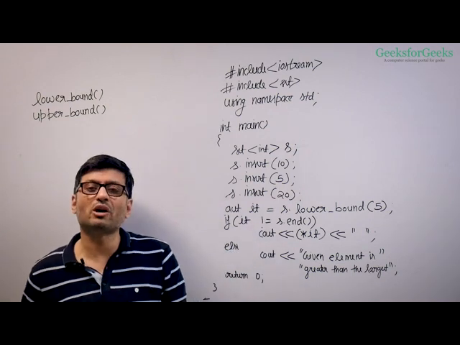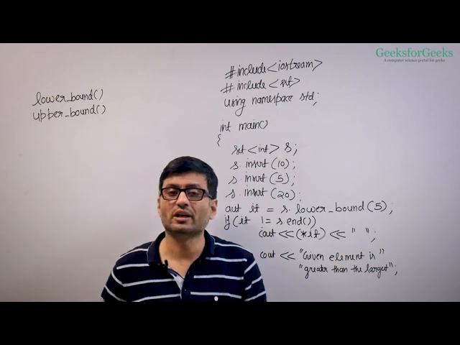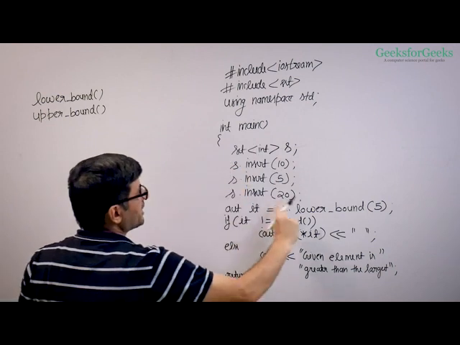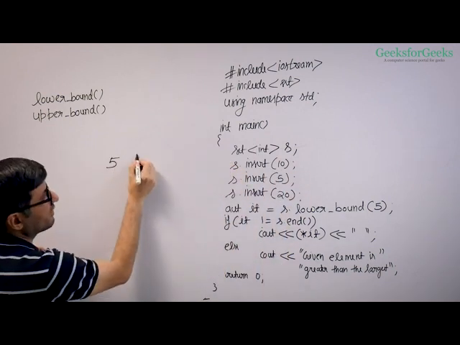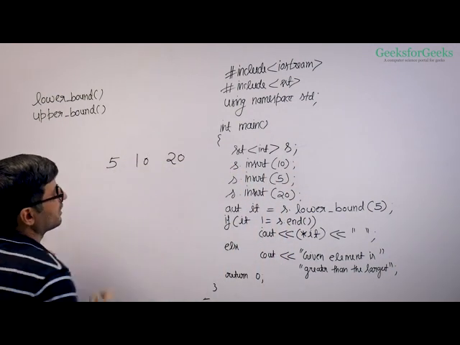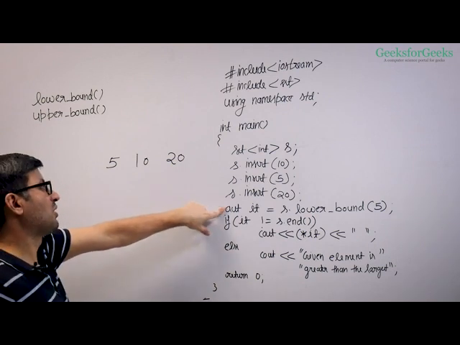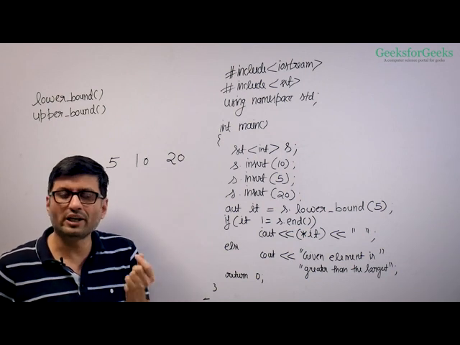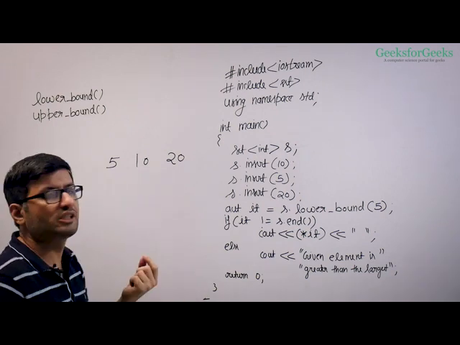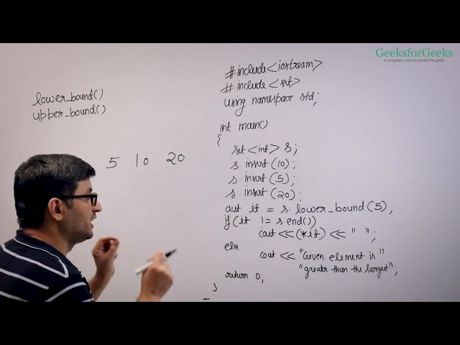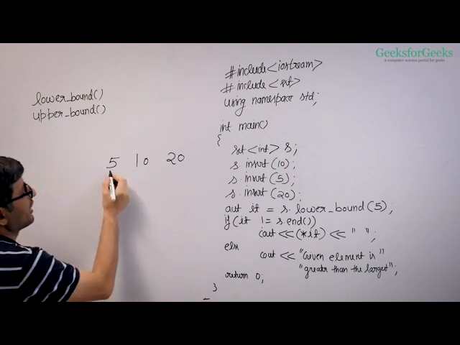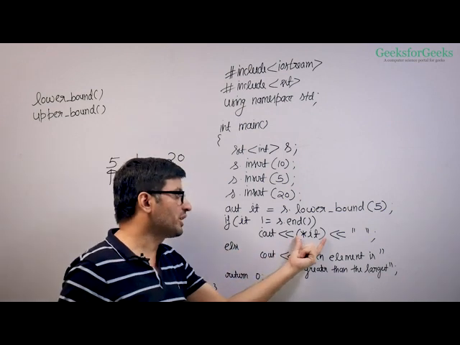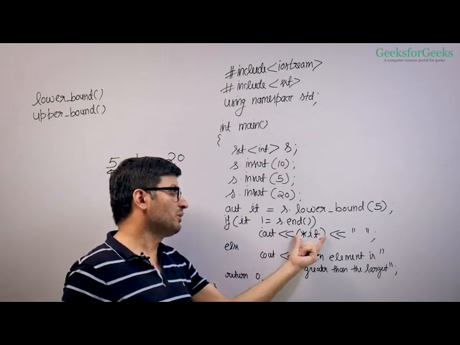Then this lower bound function returns s.end. Let's see it with an example. Here we have created a set with elements 5, 10, 20, and we are calling lower bound for 5. If the element is present, it returns an iterator to that element. It works the same as the find function if the element is present. So it will return an iterator to 5, and since we are using the dereferencing operator, we'll get the value 5.